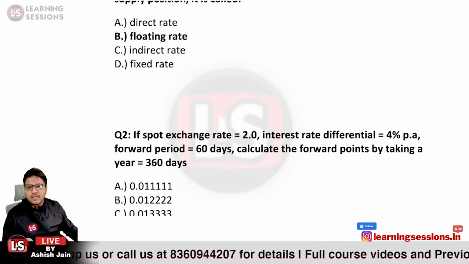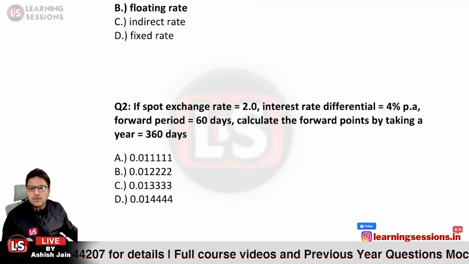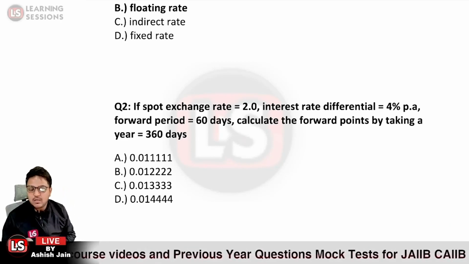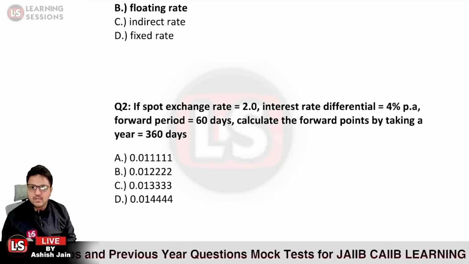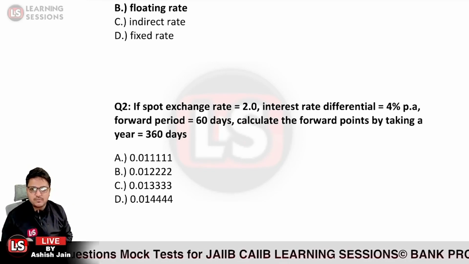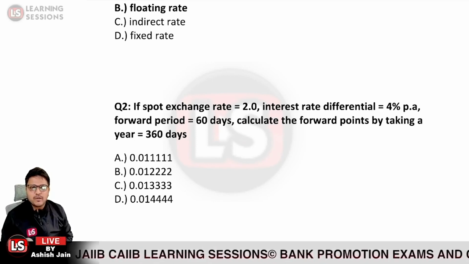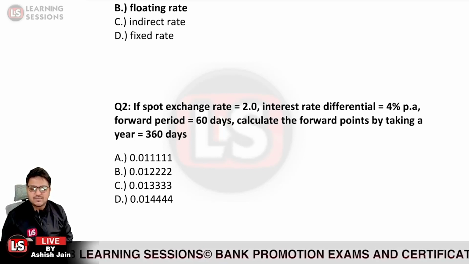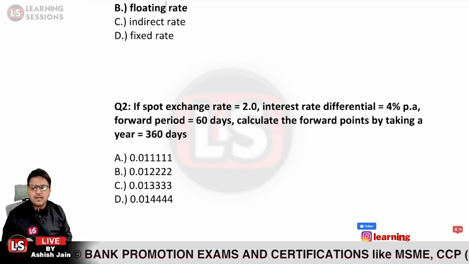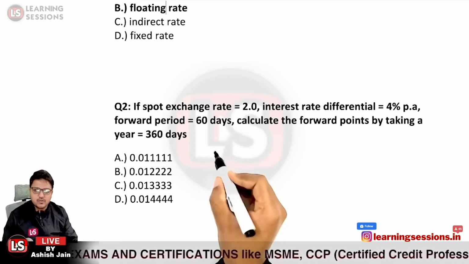Question number 2, it says if the spot rate is given to be 2, interest rate differential is given to be 4%, forward period is given to be 60 days, calculate the forward points by taking a year equal to 360 days. So what will be the answer related to question number 2? We need to calculate the forward points for this particular scenario. So spot rate is given, interest rate differential is given, forward period is given, and it's quite easy to calculate. So what is the answer?